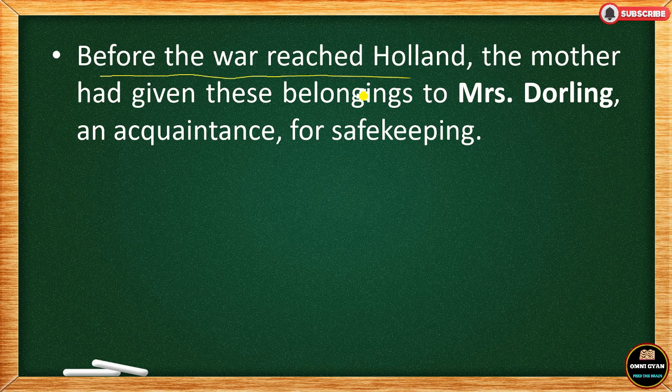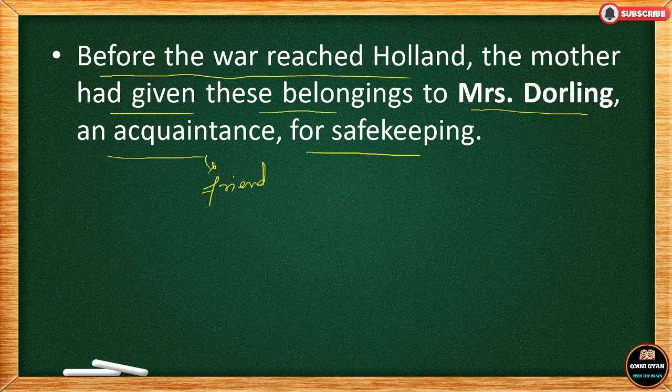Now before the war reached Holland, the mother had given these belongings to a lady called Mrs. Dorling, an acquaintance, for safekeeping. Acquaintance here, you can say, is a kind of friend. Matlab, the Second World War was going on, but before the war could reach Holland, the mother sensed that these things could be destroyed due to the war. So she gave many of her things to a family friend called Mrs. Dorling, in her house, so that they could be kept safely.